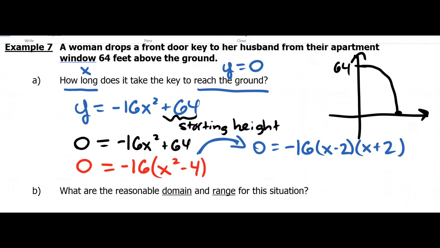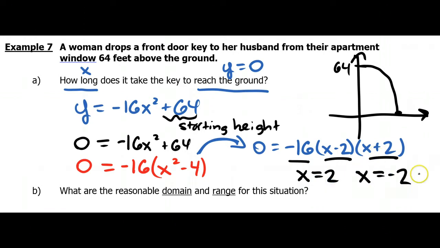Okay, and now let's talk about what our solutions would be. Negative 16 times this has to be equal to 0. Well, obviously negative 16 itself is not 0, so really that's not affecting our answer here. What we need to consider is x minus 2. If x minus 2 itself is 0, then x is equal to 2. If x plus 2 is equal to 0, x is equal to negative 2.